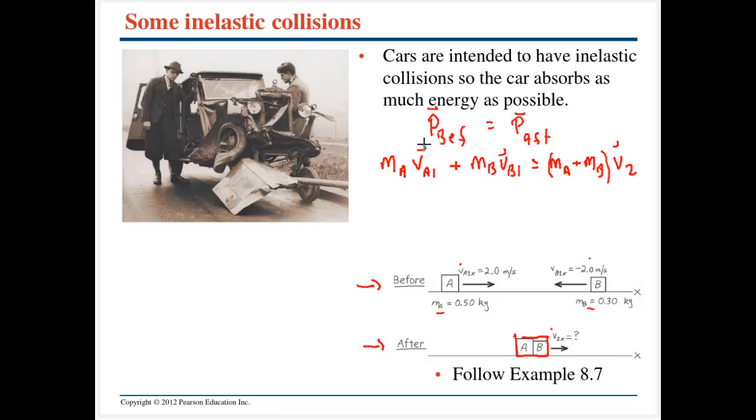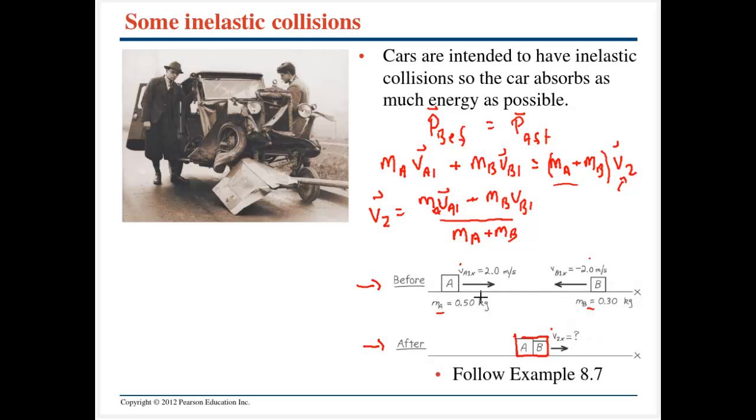So now it's a simple matter of saying, okay, well, how fast is that car going? What is this value right here? Well, simply I divide both sides by the total mass of the system, and I get an expression for velocity 2 being related to the momentum of the A guy initially, so mass of A, velocity of A1, plus mass of B, velocity of B initial, divided by the sum of the masses of those two guys, mass A plus mass B.